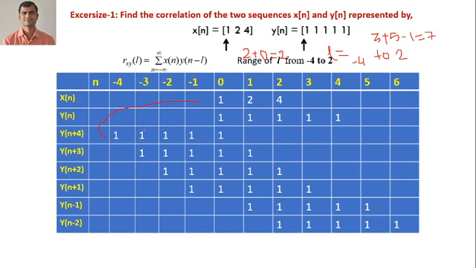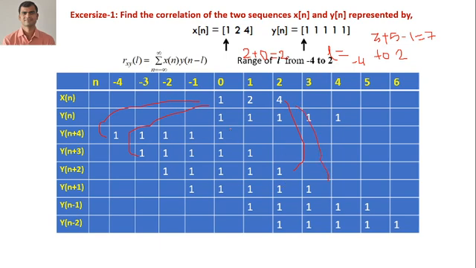Here the amplitude is equal to 0, so the multiplication is going to take place for 1 into 1. So at -4 we will have the answer as 1. Then from this equation to this equation, the multiplication becomes 0, only 1 into 1 plus 2 into 1 is going to take place, so it is equal to 3. Then for this equation and this equation, the multiplication is going to take place for 1 into 1, 2 into 1, 4 into 1.